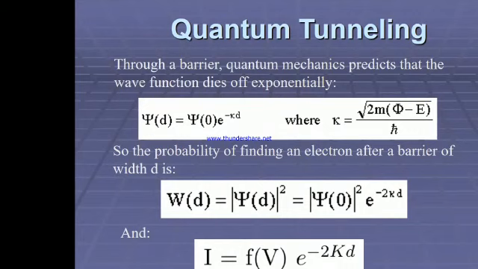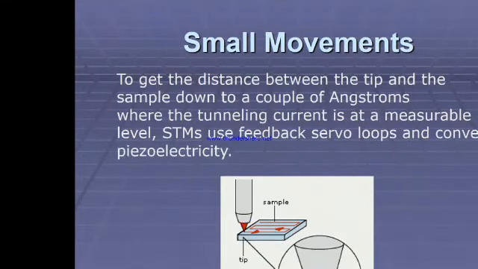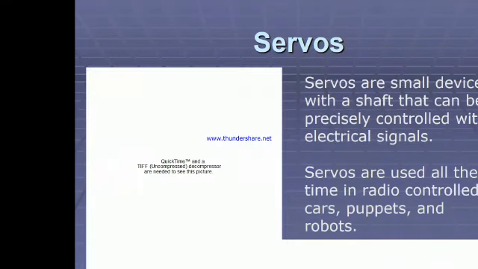Quantum tunneling is basically bigger, complex formulas. Now we'll go to the main thing. Small movements of the tip bring the distance between the tip and the sample down to a couple of angstroms, where the tunneling current is measurable. The STM uses feedback servo loops and converse piezoelectricity.